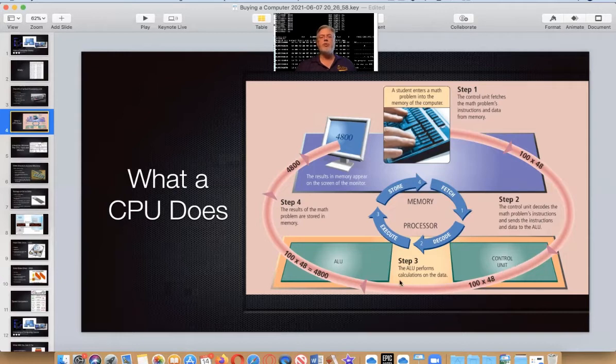So here's the control unit. It basically says, okay, I have now figured out what the math problem is. So here you go, arithmetic logic unit.